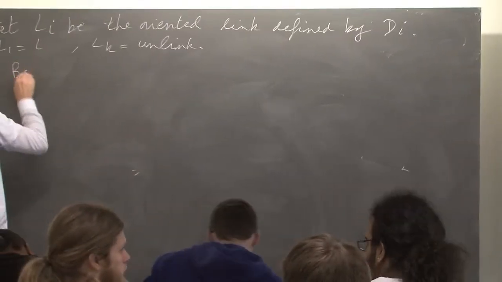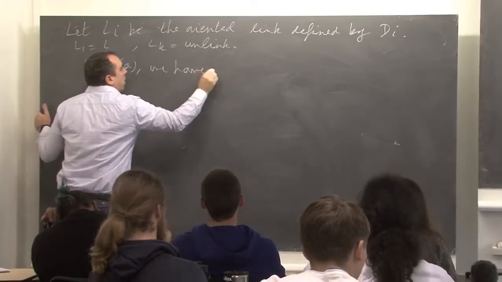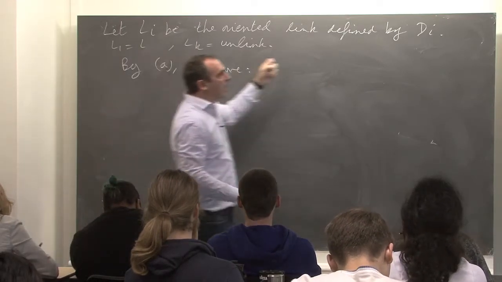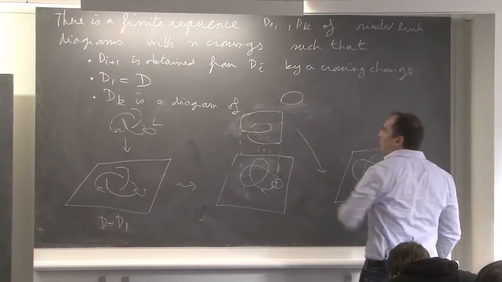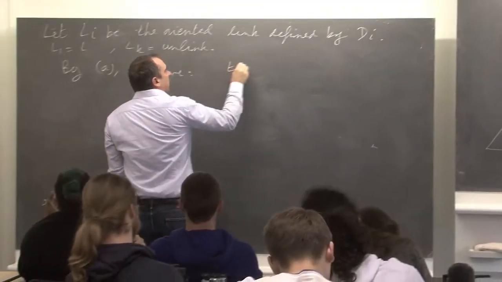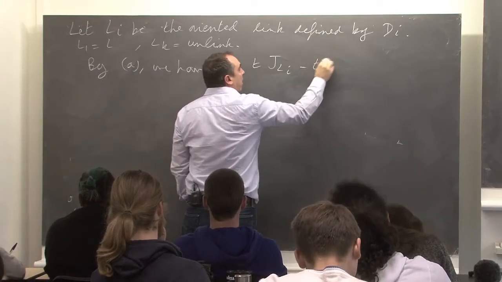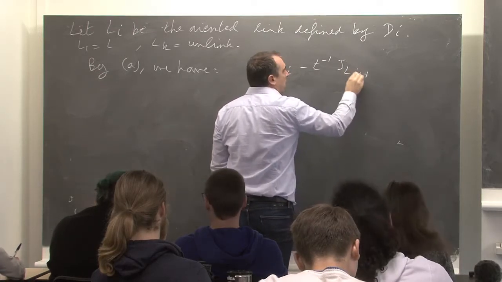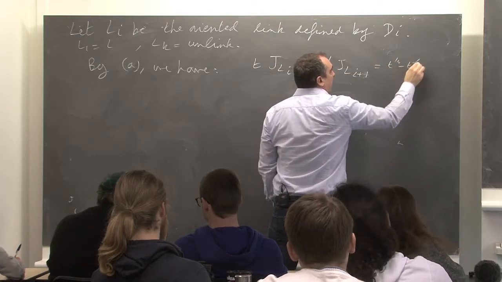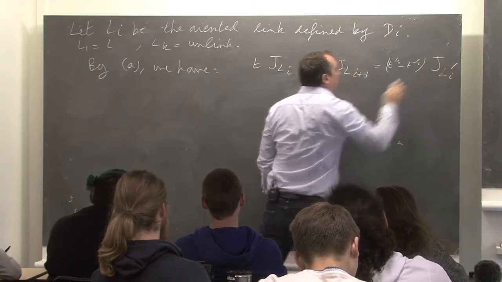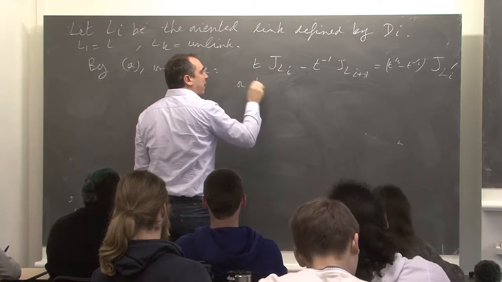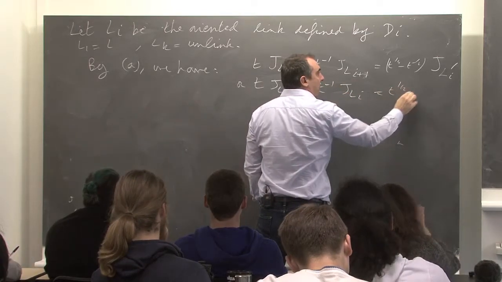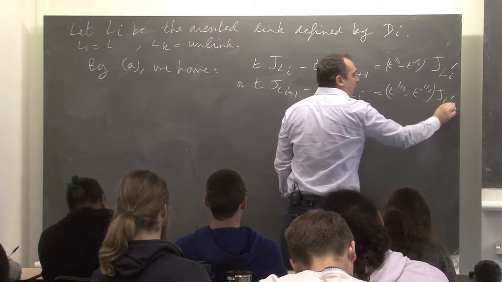Now, what do we have by property A? A says that Li and Li plus 1 differ by a crossing. So we have J of Li minus J of Li plus 1 is t^(1/2) minus t^(-1/2) times J of L'i, or, depending on whether the crossing is positive or negative, J of Li plus 1 minus J of Li is t^(1/2) minus t^(-1/2) times J of L'i.